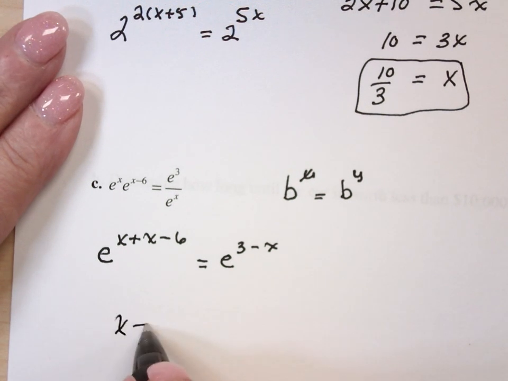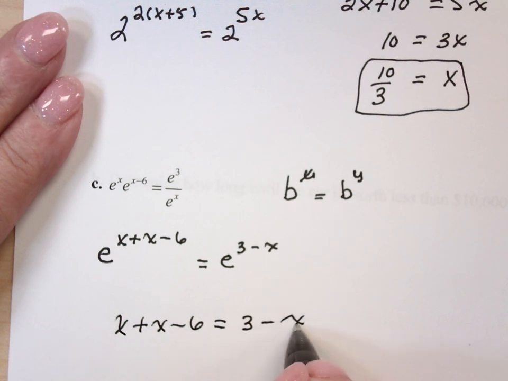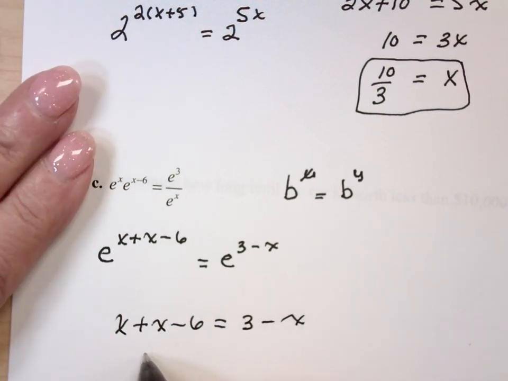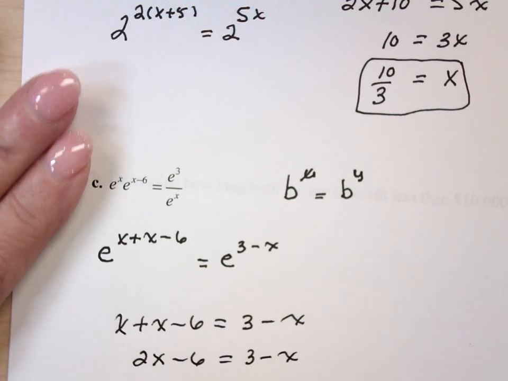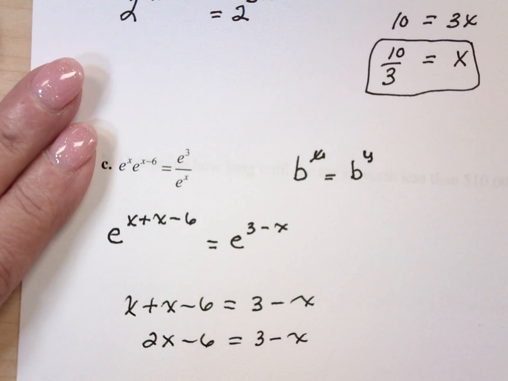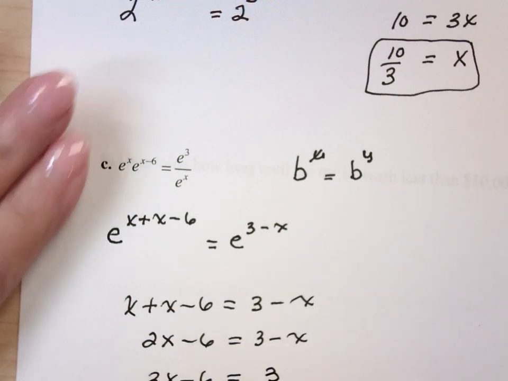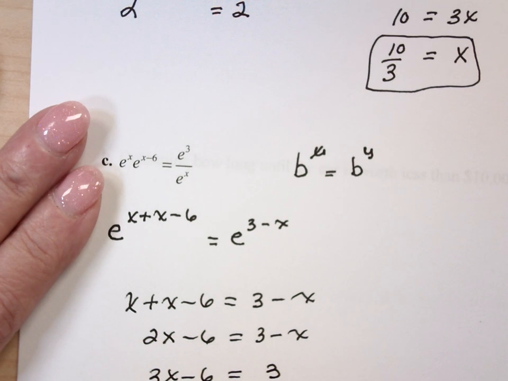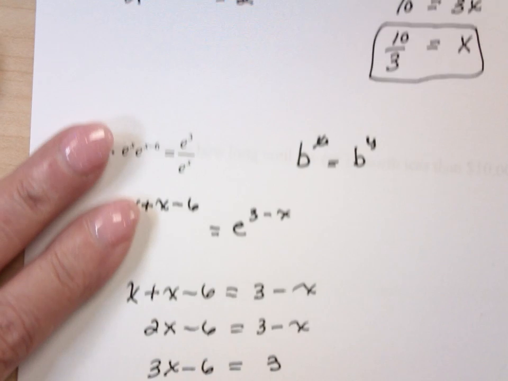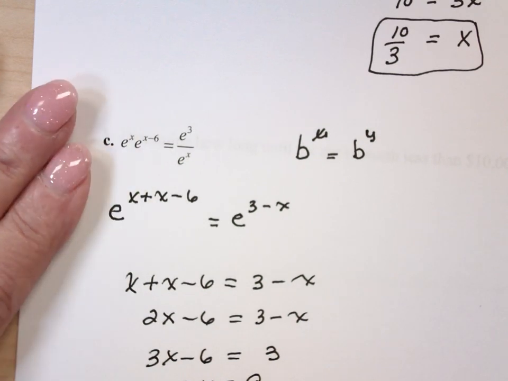So x plus x minus 6 has to be equal to 3 minus x. 2x minus 6 is equal to 3 minus x. Add x to both sides. 3x minus 6 equals 3. Oh, isn't this cute? Book problem. Add 6 to both sides. 3x is equal to 9. Divide by 3, x is 3.